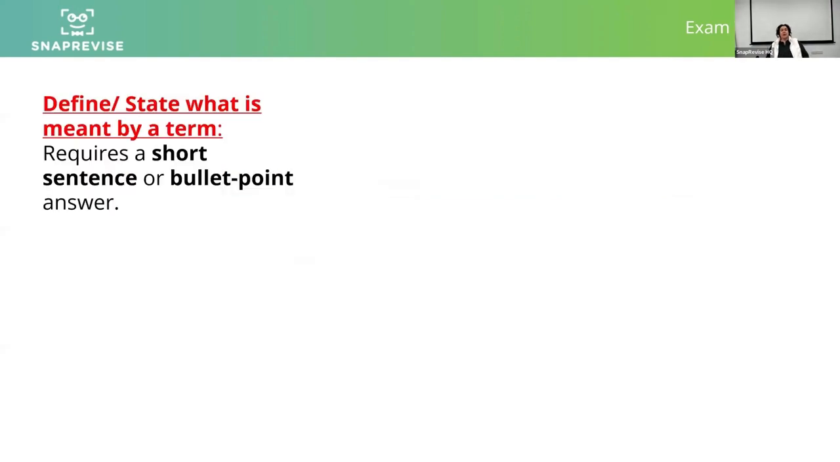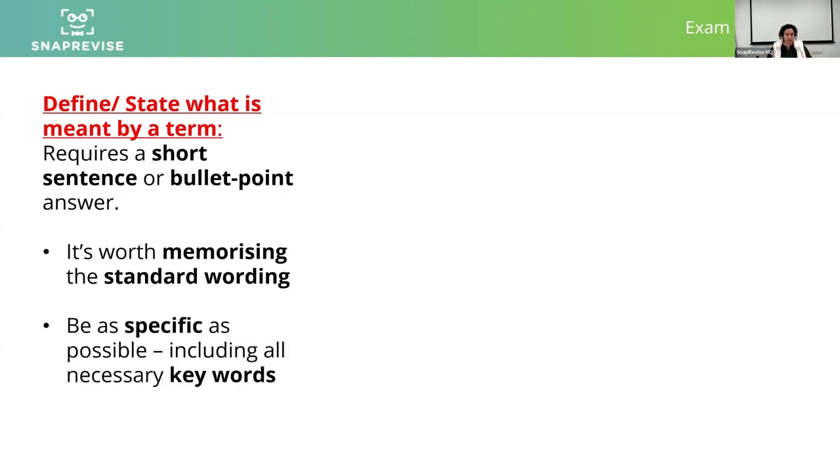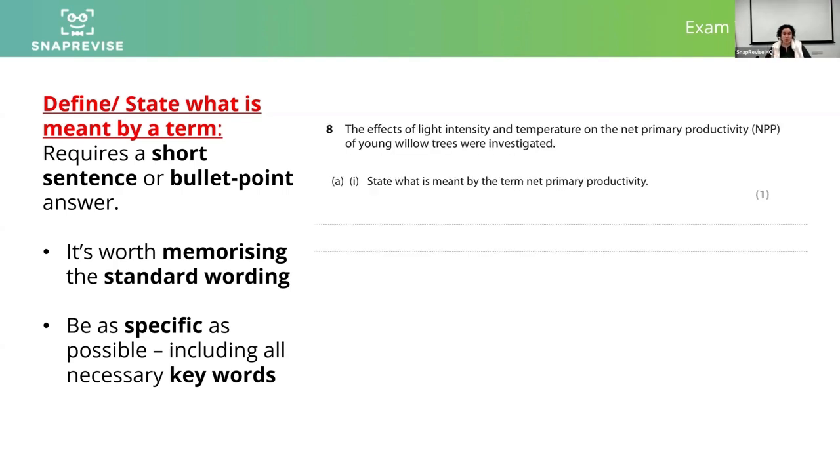Right, so if I have a definition type question, again, it's going to be a short sentence, maybe not just the 1 word, but a short sentence or a bullet point answer. And again, it's worth memorizing, as I said before, with standard wording, so you don't have to sit there in the exam pondering about how to phrase something. And of course, you need to be as specific as possible. You need to make sure that you're utilizing all of the keywords that you've learned for that part of the specification.